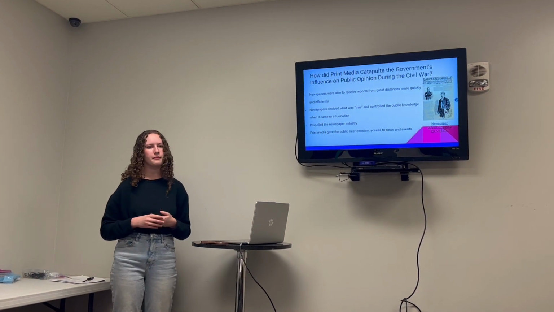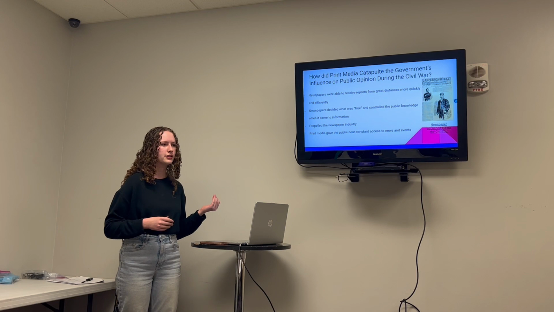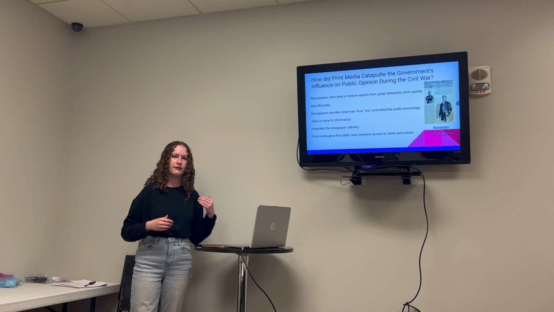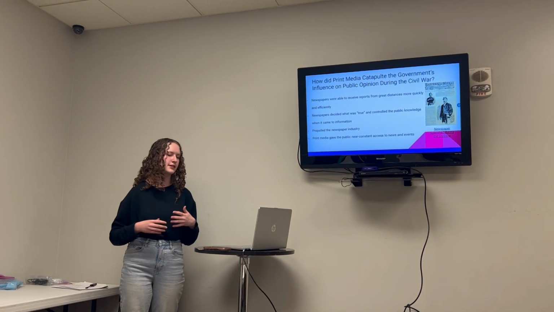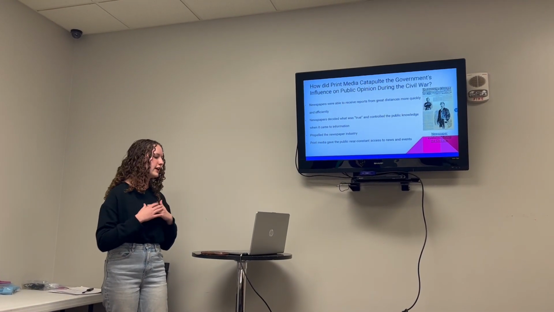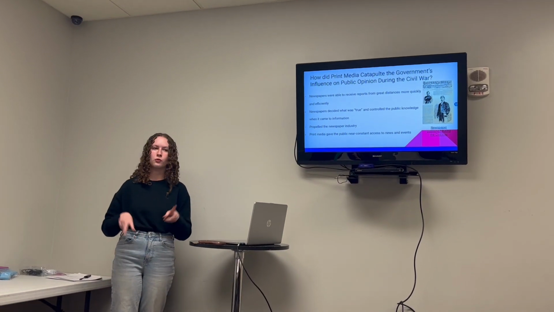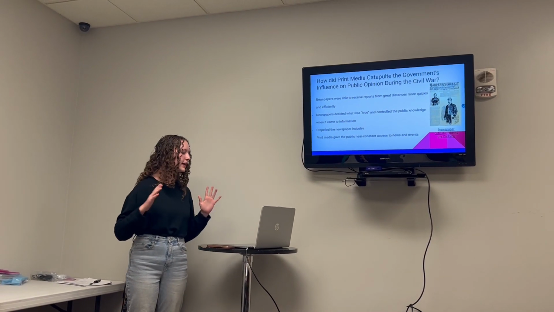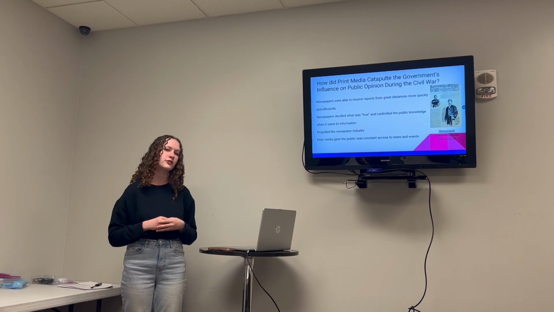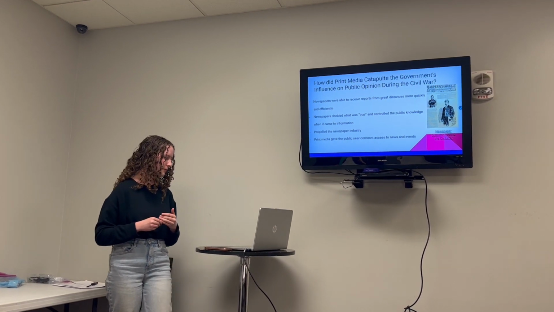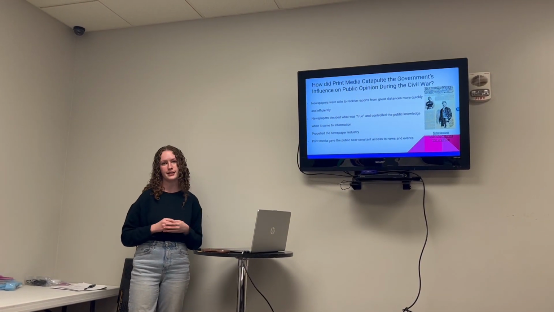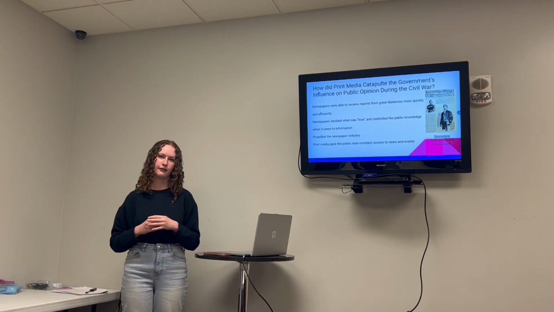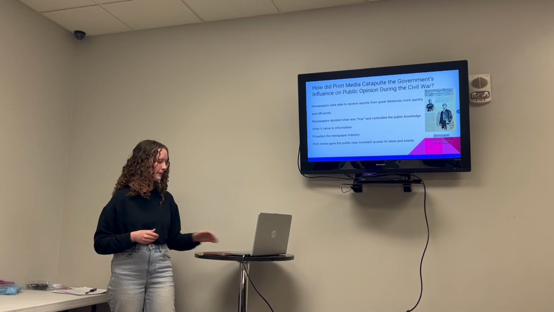So finally, how did print media catapult the government's influence on public opinion during the Civil War era? Well, thanks to the invention of the electric telegraph, newspapers were able to receive reports more quickly and efficiently than ever before. Newspapers decided what was true and controlled the public opinion when it came to information. They were the propaganda machines of the day, and they propelled the newspaper industry to new heights in America. Print media gave the public near constant access to news and events, and in return, they solidified their place and ability to affect public opinion.